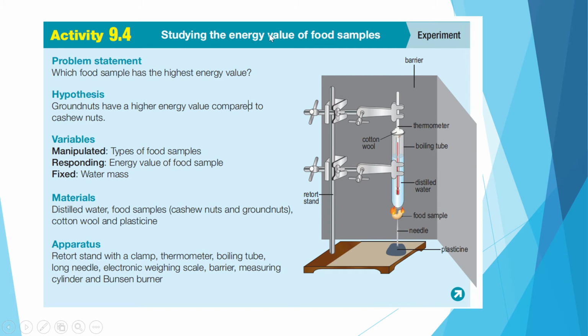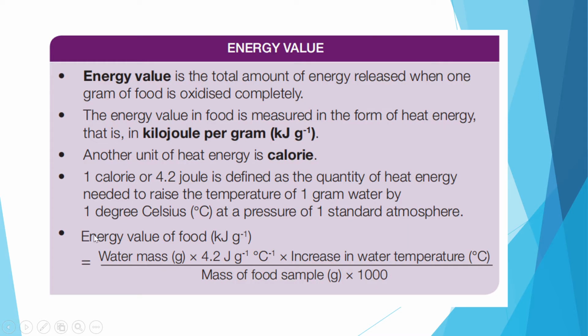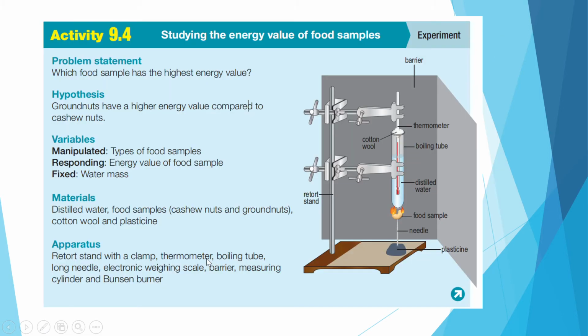So there's an experiment for you to do. Okay, so we'll have to do this. The problem statement is that we want to know which food sample has the highest energy value. We'll be counting the energy value of food, and therefore we will manipulate the types of food samples. Usually we use different types of nuts we put in here, or sometimes we put bread, okay, but usually it's nuts, different types of nuts over here. Then we want to compare the energy value of the food sample.